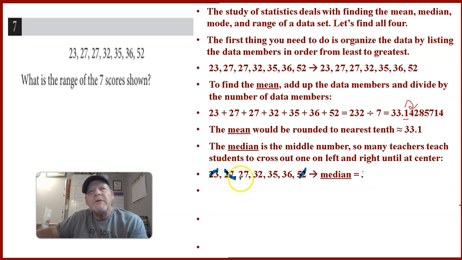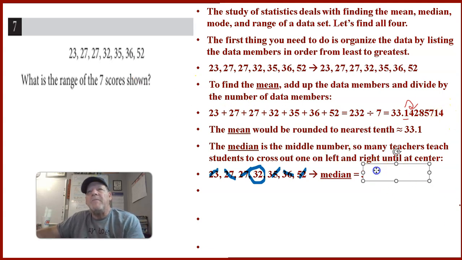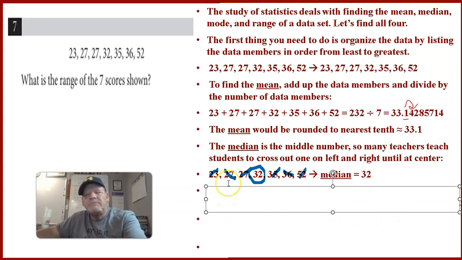Then we'll take the 27 and the 36 out. Then we'll take the 27 and the 35 out. And then that leaves the 32 right in the middle. Now, if it would leave 2 numbers in the middle, you add them up, divide by 2 to find the average. So that means that 32 is my median.